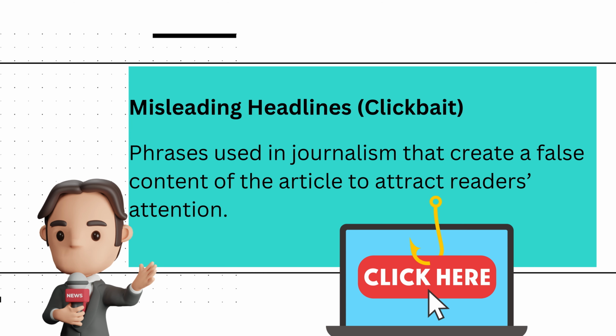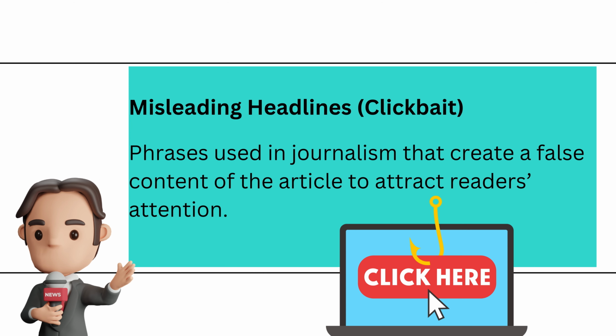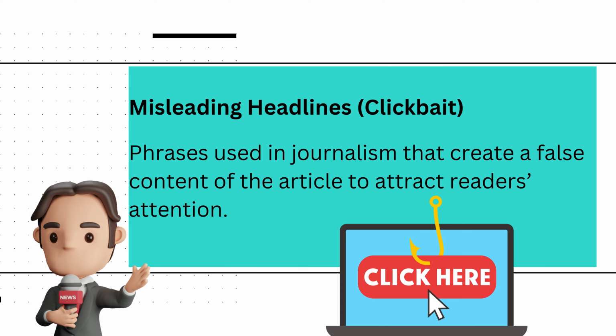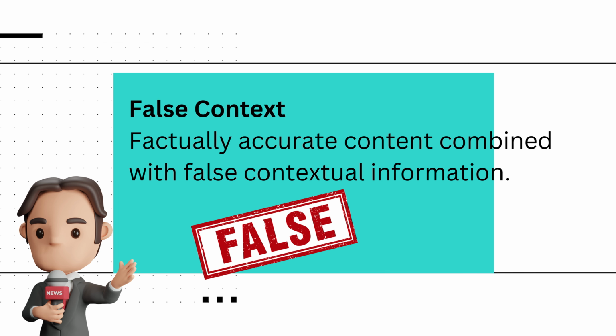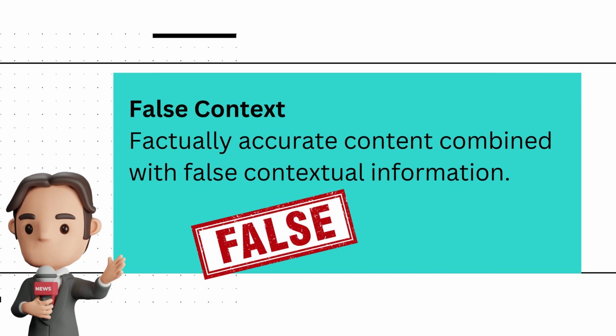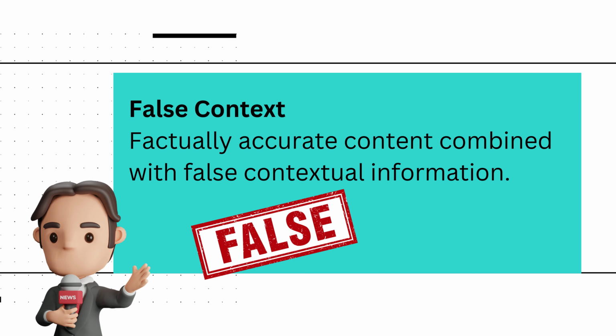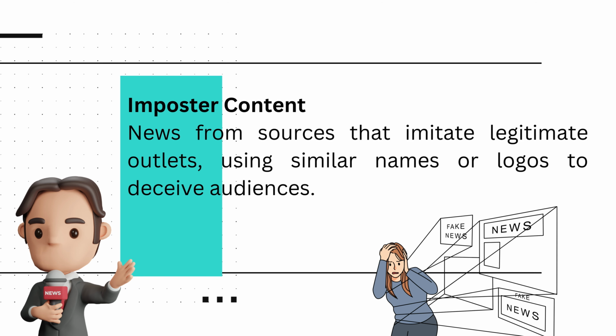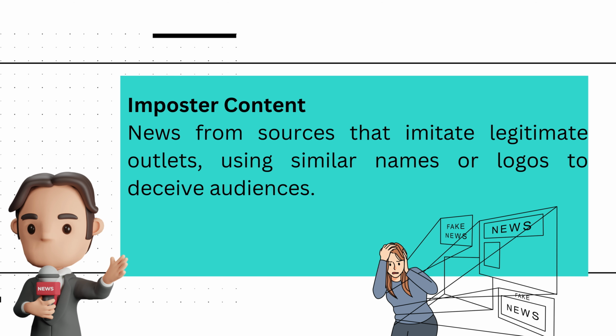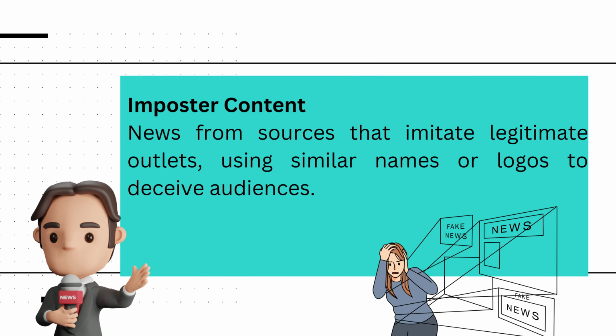The first of the forms of fake news is misleading headlines, clickbait, phrases used in journalism that create a false impression of the content of the article to attract readers' attention. The second is false context, factually accurate content combined with false contextual information. The third is imposter content, news from sources that imitate legitimate outlets, using similar names or logos to deceive audiences.